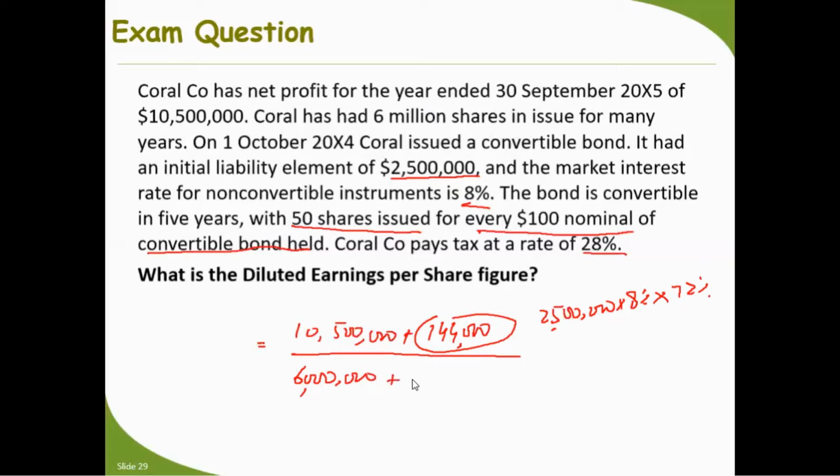plus your notional shares, 50 shares for every 100 nominal dollars. So 2.5 million divided by 100 times 50, which is equal to 1.25 million.